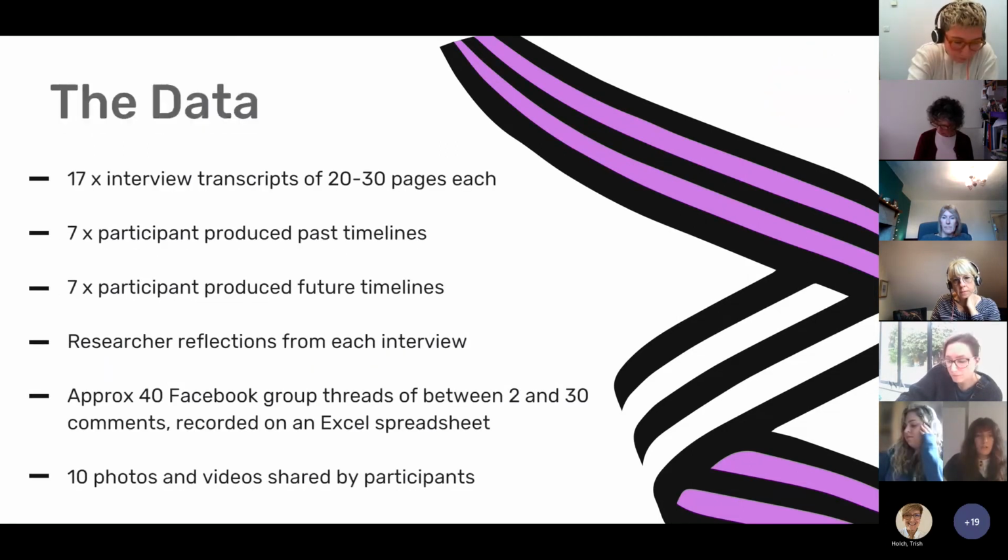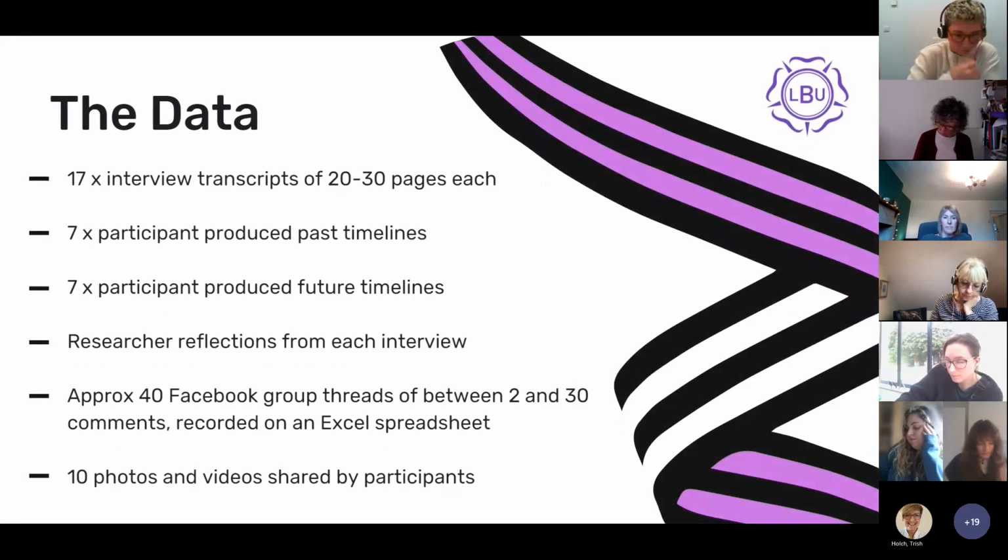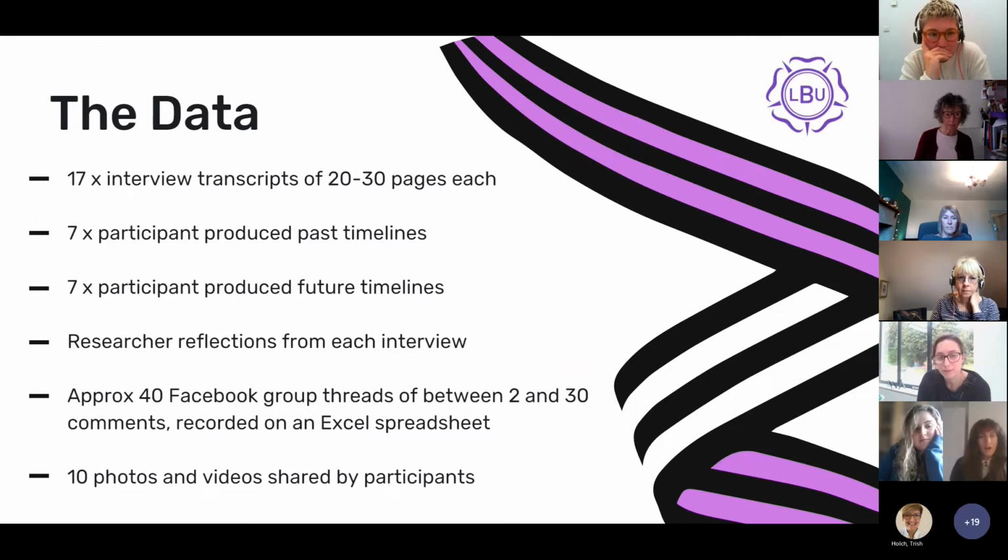So moving on to the data. Obviously the methods that I adopted meant that a lot of data was produced over the course of the last year. So once I've finished transcribing these final interviews, I'm going to have 17 interview transcripts of between 20 and 30 pages each, 7 participant-produced past timelines, 7 participant-produced future timelines, my own reflections that I wrote at the end of each interview, and they vary in length.